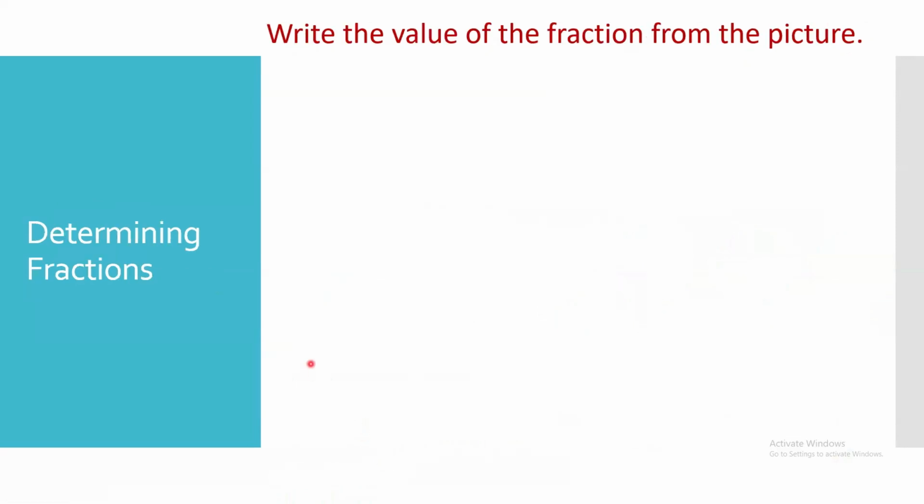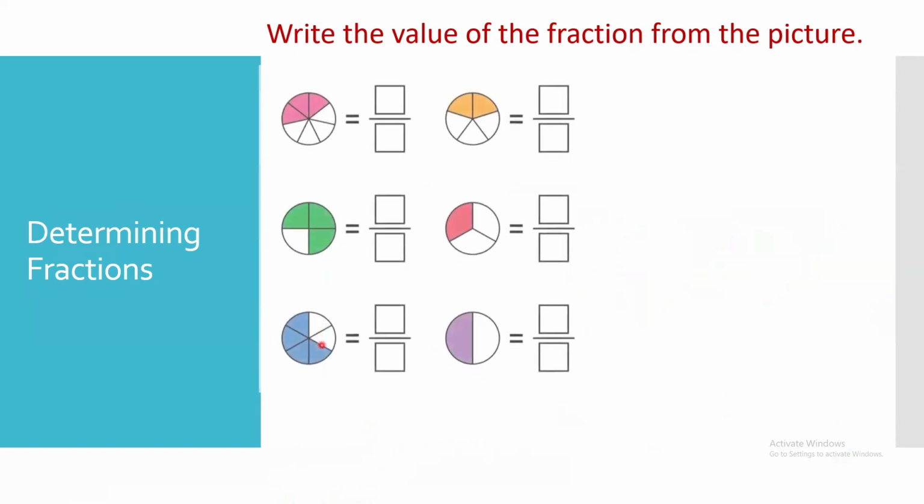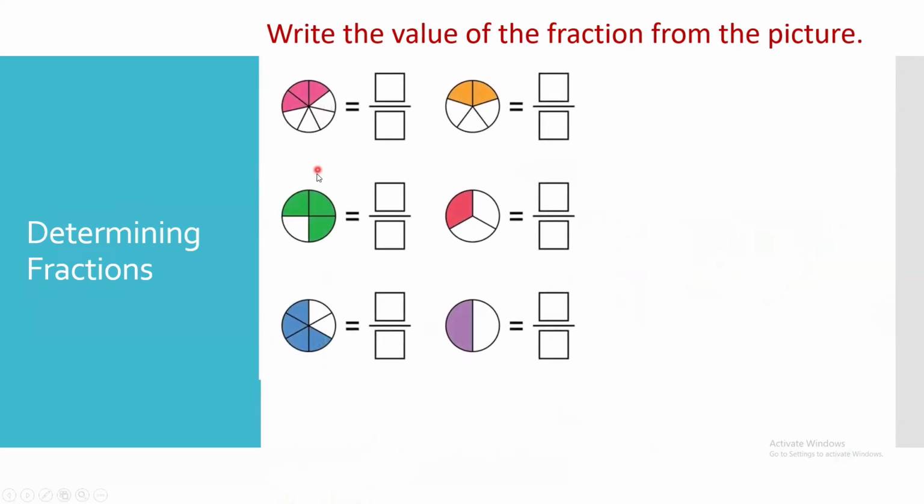Now, my dear students, let's write the value of the fractions from the pictures. Here, there are pictures given. You count the total sections, how many? 1, 2, 3, 4, 5, 6, 7, and you see 3 are colored. So out of 7 portions, 3 portions are colored. It is out of 4 portions, 3 portions colored. Out of 6 portions, 4 portions colored. And here you see out of 5 portions, 2 portions colored. Here out of 3 portions, 1 portion colored. It is half, out of 2, 1 colored.